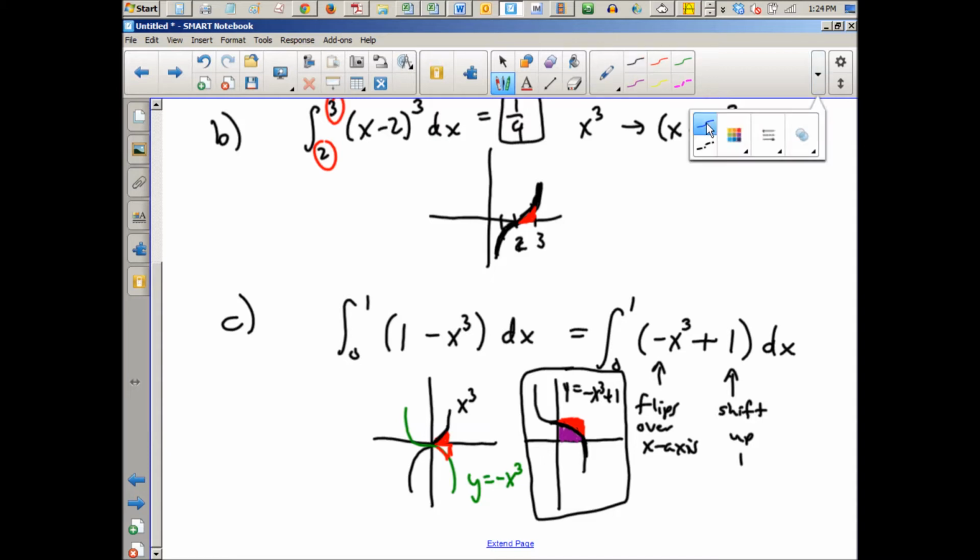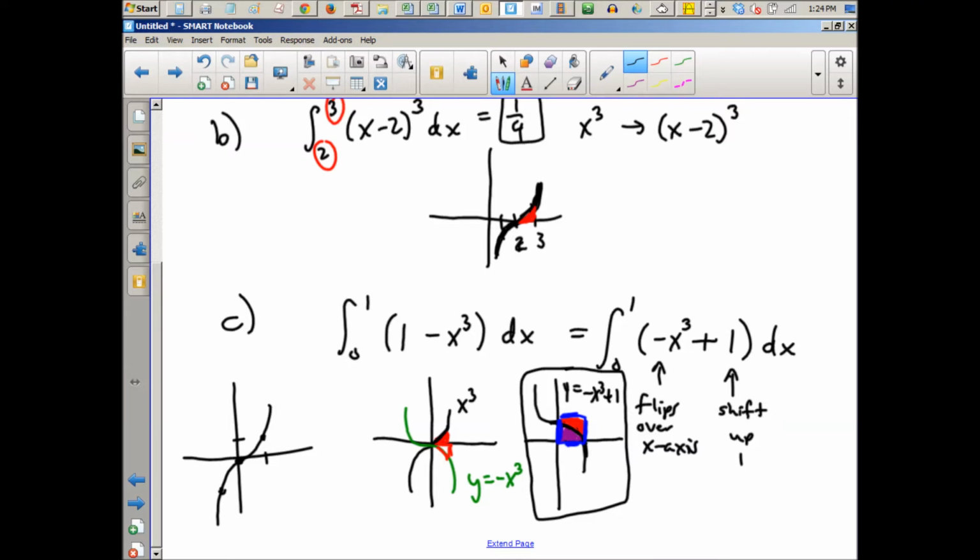But what is the area of this box right here in blue? What's the area of that little box? The area of the blue box is 1. Let me show you why. So the original function, x cubed, passes through 0, 0, and 1, 1. Right? When we flipped it upside down, it looked like this, passing through 0, 0, and 1, negative 1, like that. And then when we shifted it up, this point right here is the point 1, 0.